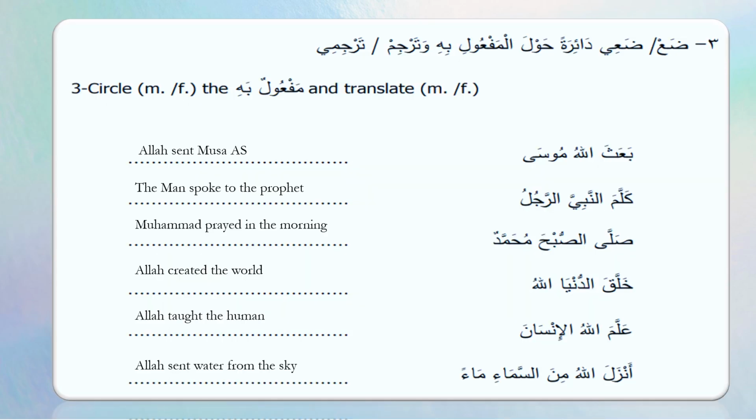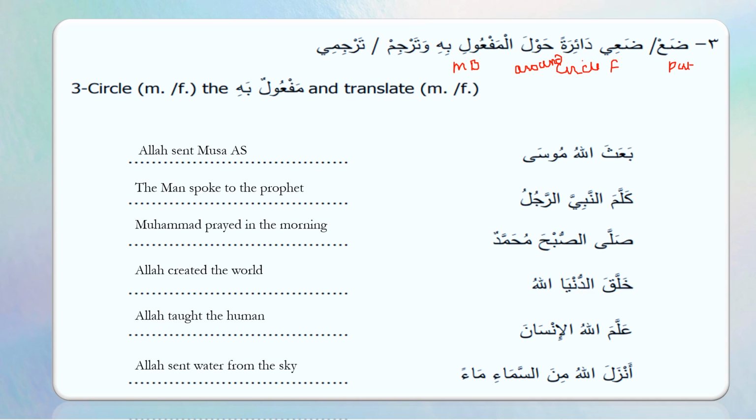Da'i means put. This is the command for female. Da'ira, circle. Da'ira means circle. Hawla, around. What is hawla? Hawla is also a zarf. Al-maf'ulun bihi. Hawla, around the maf'ul bihi. Watarjim, and translate. So I have translated already. And what is the maf'ul bihi? First, let's mark the maf'ul bihi.